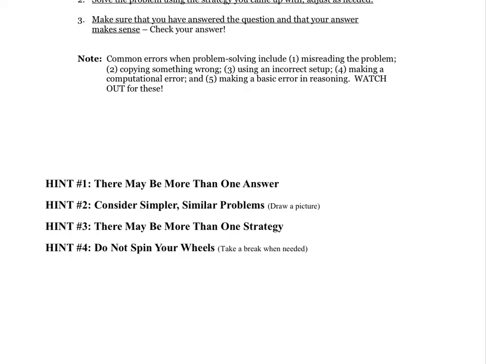And the 4th hint here, do not spin your wheels. If you've been working on the same problem for a half hour, time to close the book, shut down the video, close my math lab, whatever it is you're working on, walk away, clear your head, come back and think of it a little bit later.